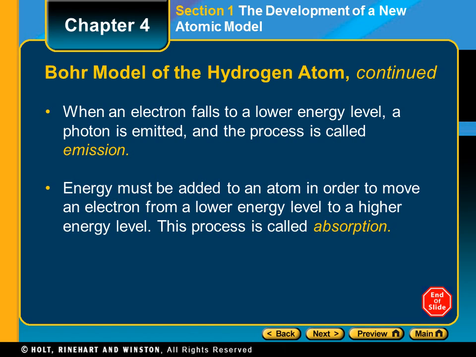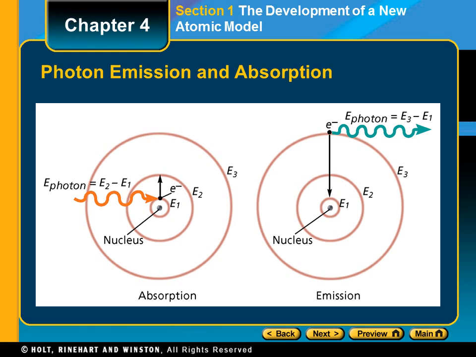Energy must be added to an atom in order to move an electron from a lower energy level to a higher energy level, and taking on that energy is called absorption. So this shows absorption: here's energy being added, the electron absorbing it and moving up to a higher energy level. And then when emission is occurring, that electron is falling back down to its original, lower energy level, and in doing so, it emits the photon. And you can see mathematically how this works out in this diagram.